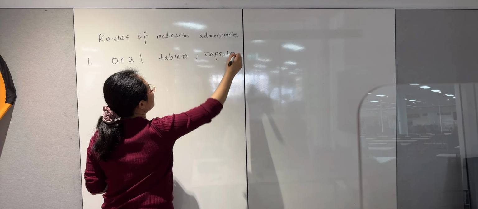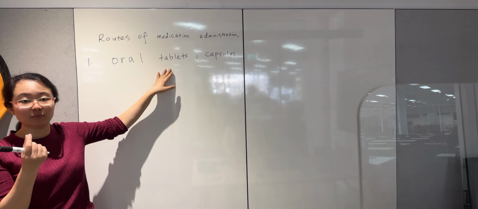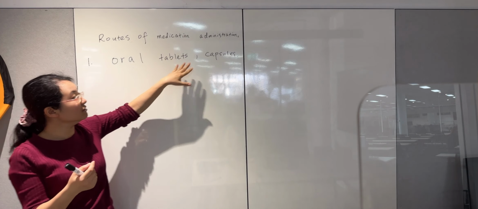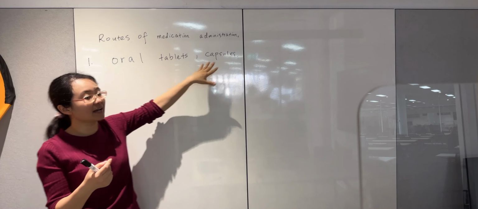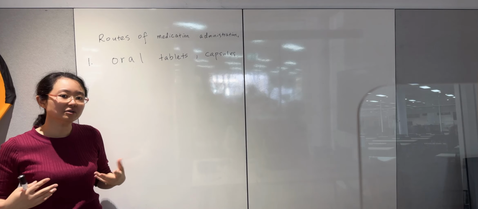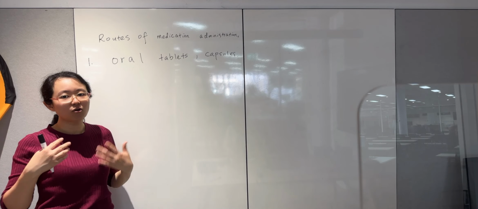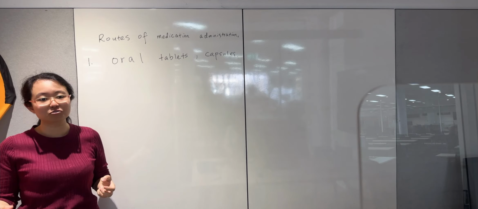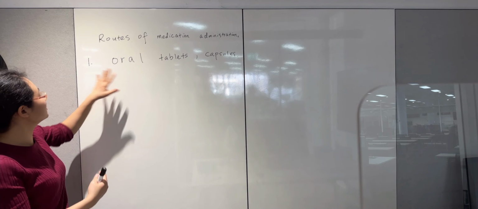Tablets are these little pills that you give, and capsules are like the medication powder covered by a shell. Last time we discussed tablets: if the patient cannot swallow properly, we can crush it into powder, or cut it in half to make it easy to swallow. So this is oral.